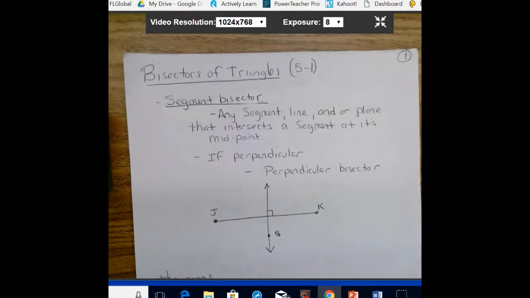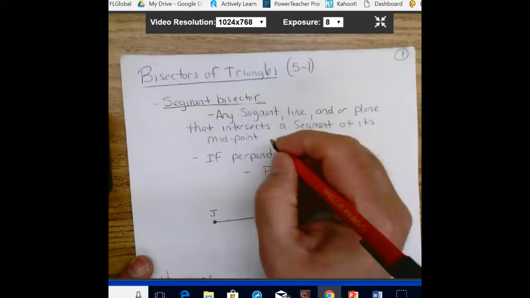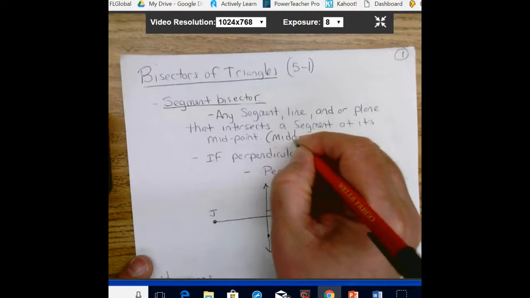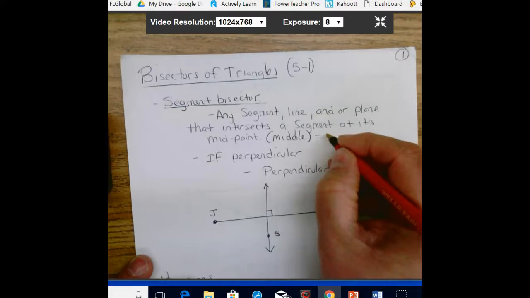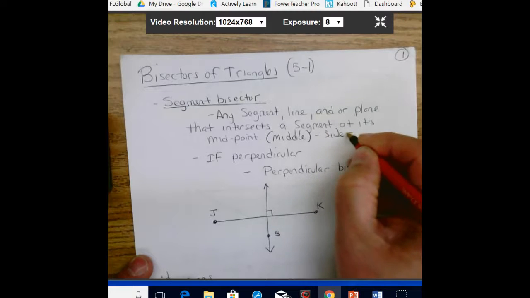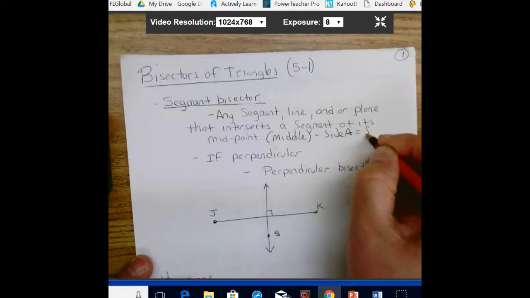So what's a segment bisector? It's any segment, any line, or any plane that intersects a segment at its midpoint. So that means the middle, right? And that means if it's exactly in the middle, side A equals side B.